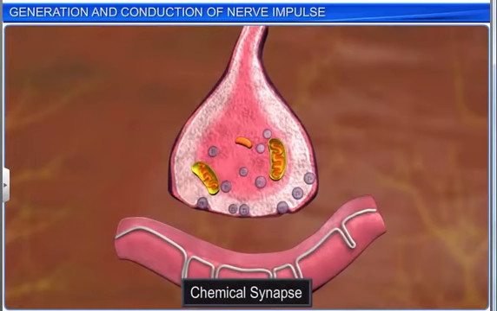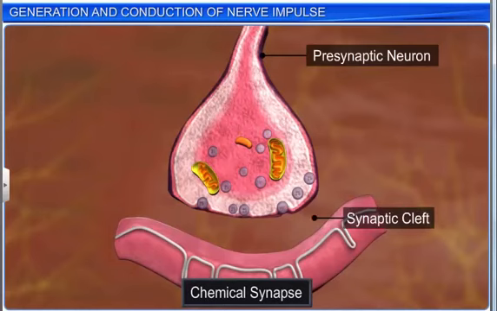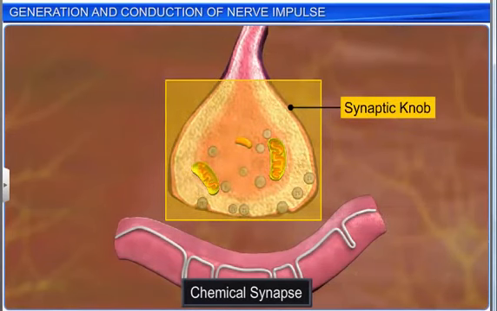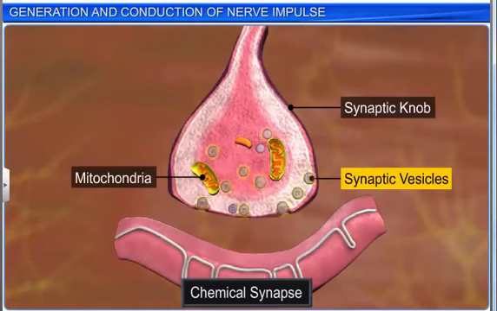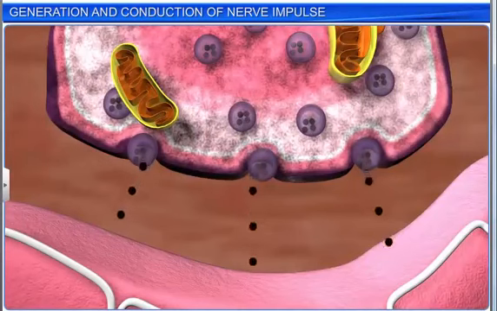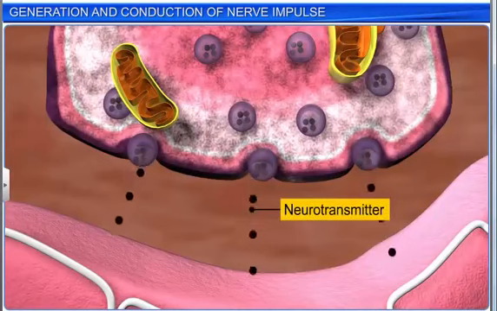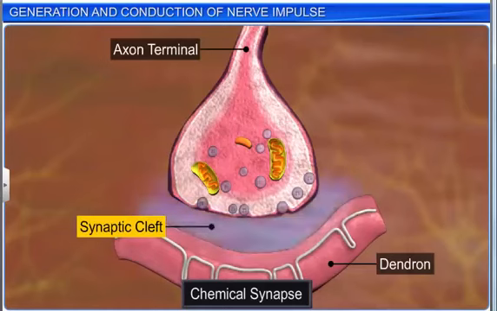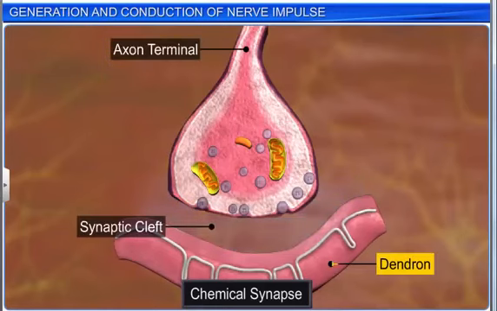Chemical synapses are common in the human system and consist of a presynaptic neuron, synaptic cleft, and a postsynaptic neuron. A presynaptic neuron ends with a synaptic knob. A synaptic knob has a large number of mitochondria and many synaptic vesicles. Each synaptic vesicle contains neurotransmitter chemical molecules such as acetylcholine. The synaptic cleft is a fluid-filled gap between the axon terminal and the dendron of another neuron. So, there is no protoplasmic continuity between neurons.